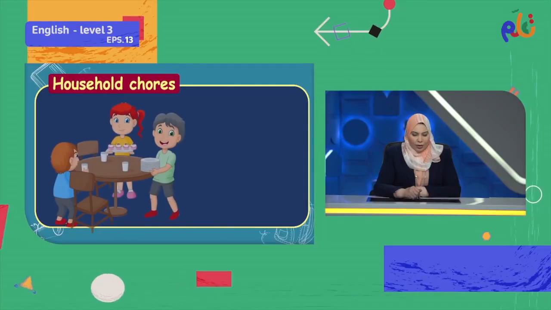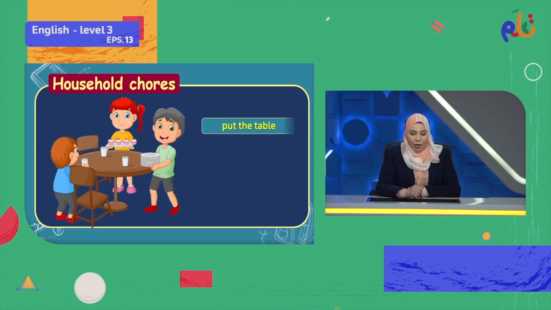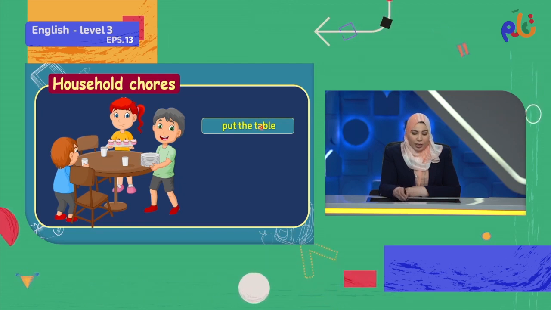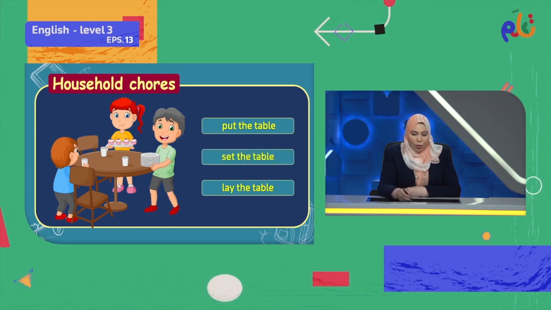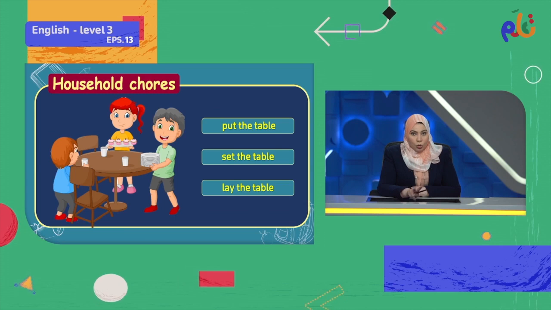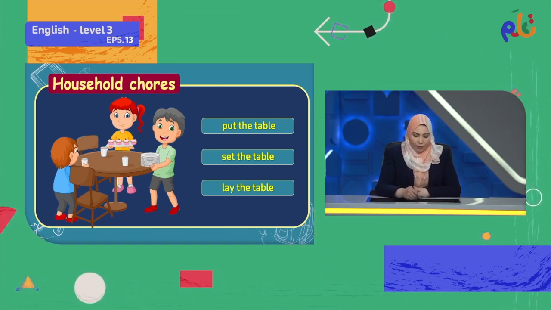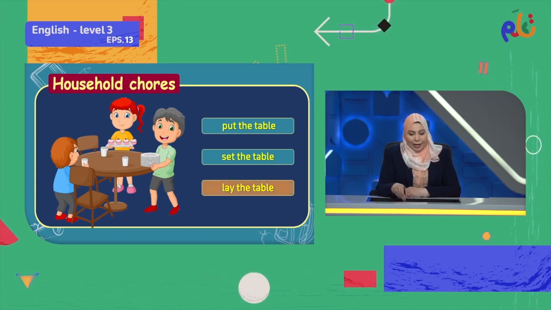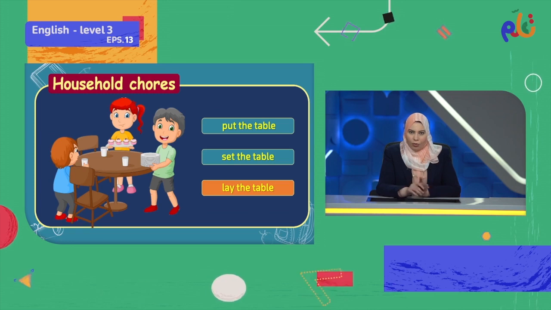So for the next one, we have the kids here, and we have put the table, lay the table, or set the table. So here we have 2 different options that can work. And we said before eating, we can lay the table or we can set the table as well. Both are fine.